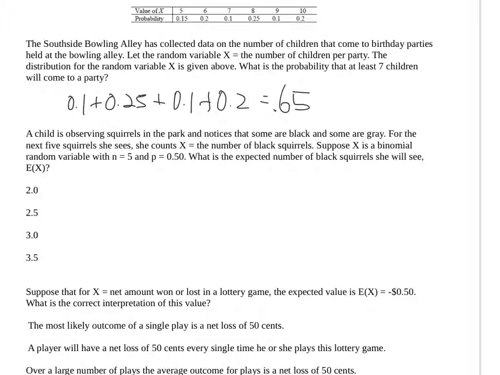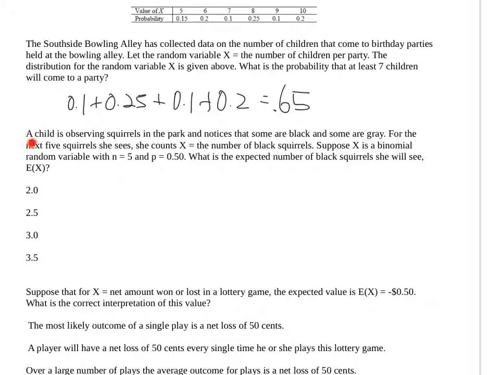You got to pay attention to this wording here. It could be at most 7 children. In that case, you have to do 5 or 6 or 7, right? It could say between 6 and 8 children. That'd be 6, 7, and 8. You just have to know how to use this table to get what you want from it. So that's how you're going to do that one.